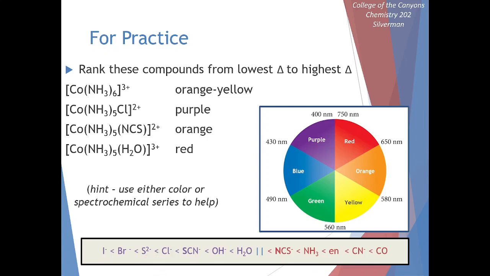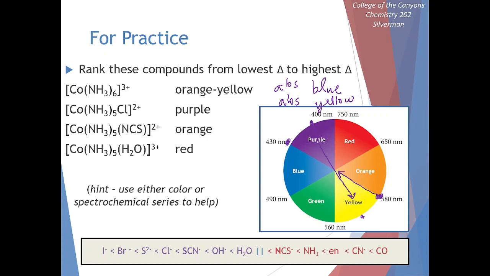We can also think about this in terms of our colors. Our first compound absorbs the complement of orange yellow. Well, if it appears orange yellow, that means it is absorbing in the blue or purple range. Our second compound, it appears to be purple, which means it is absorbing in that yellow range. If we are absorbing blue light, that is high energy, compared to absorbing yellow light is lower energy.